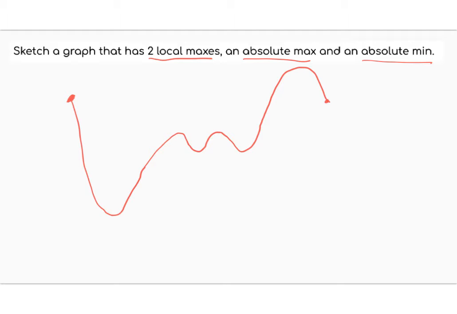A local max can also be an absolute max, so technically there are three local maxes here, and there are 1, 2, 3 local minimums as well. The endpoints are also local max and min values, but we're not really concerned about that right now. The big idea is that we've got an absolute max and absolute min and some various local extrema.